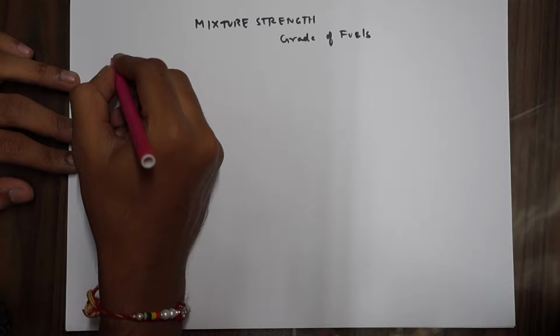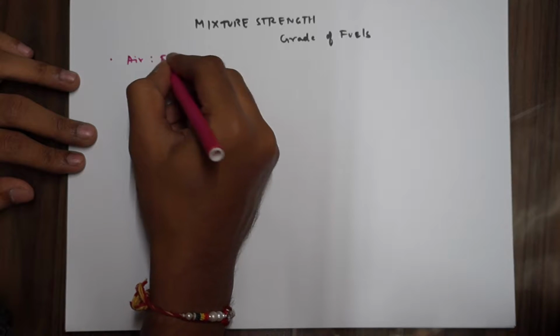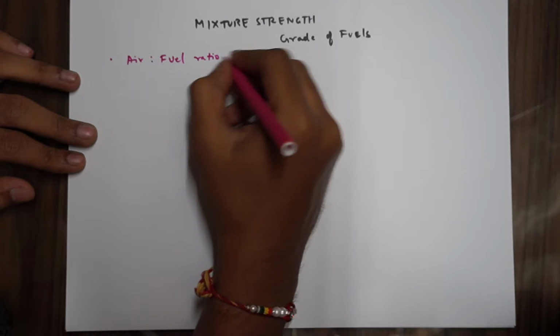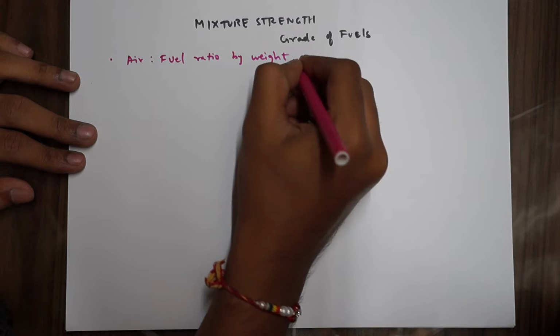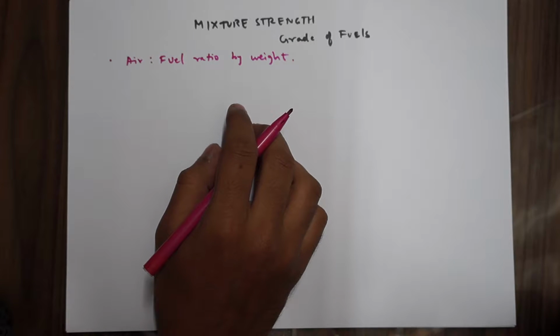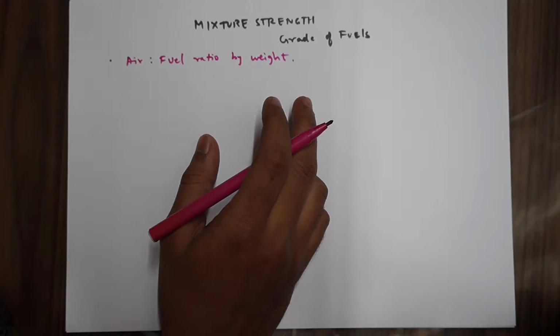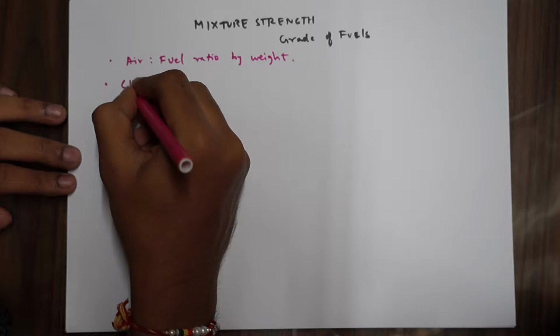So what is mixture strength? It is the air to fuel ratio by weight. That's all you have to know. What is mixture strength? It is the air to fuel ratio by weight, and it is fed to the carburetor and further on.